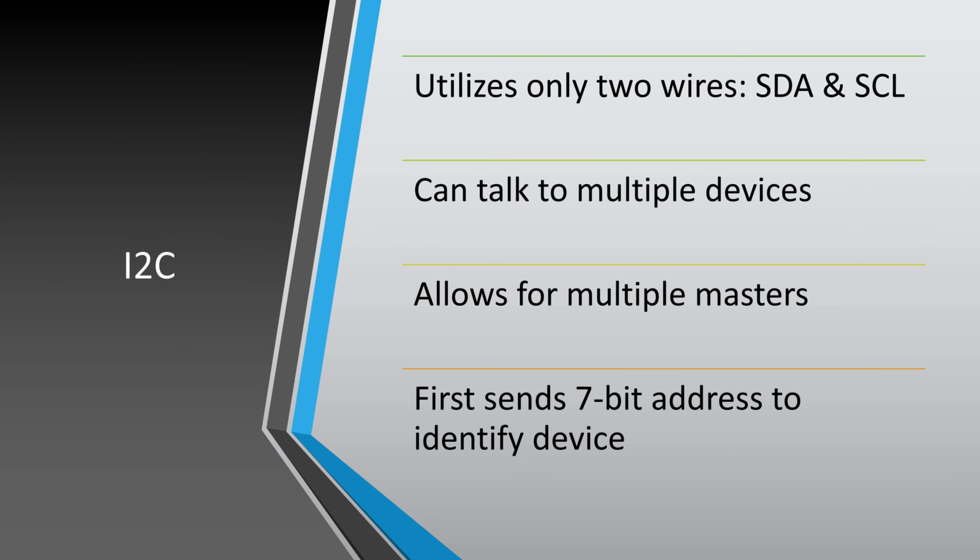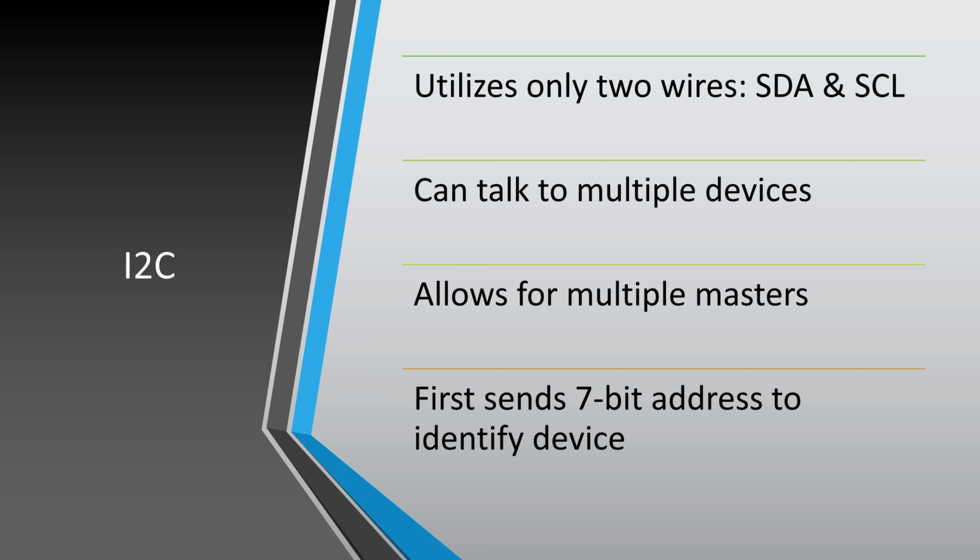Alright, let's start off with I2C, one of the easiest to use interfaces by far. It only uses 2 different wires to actually communicate, SDA and SCL, and allows you to talk to multiple devices and allows for multiple masters. And the way it works is it sends a 7-bit address to identify which device it wishes to talk to, and from there it sends the data or command. This actually works very efficiently and is quite fast.